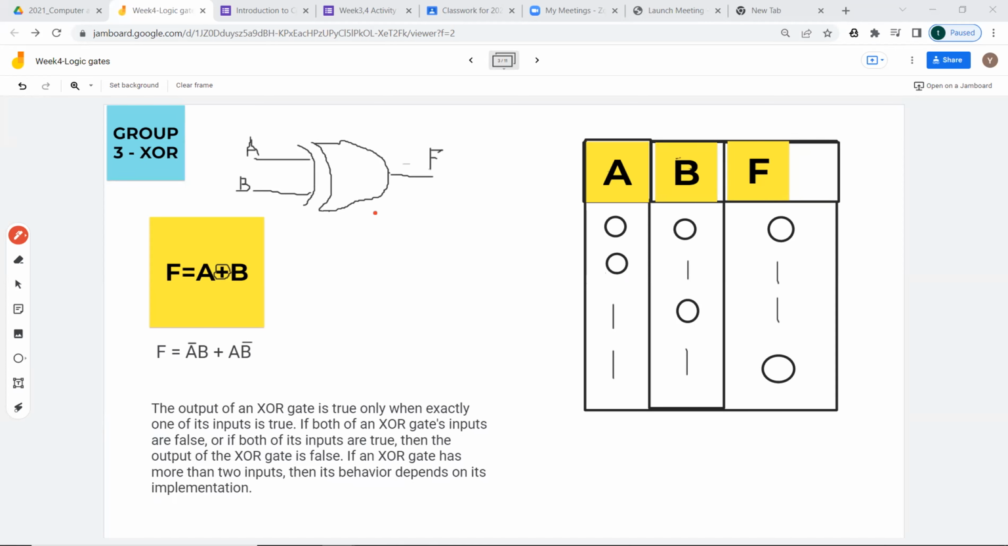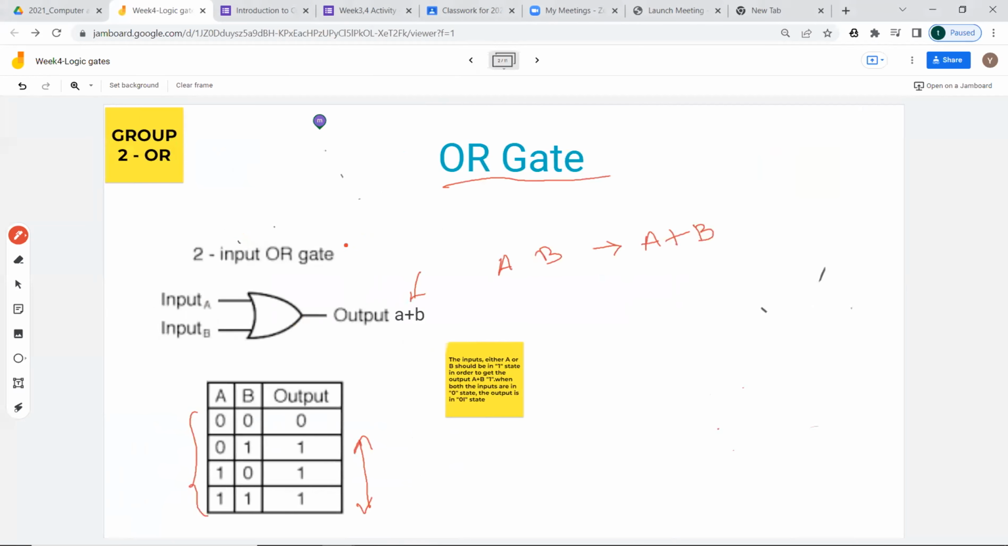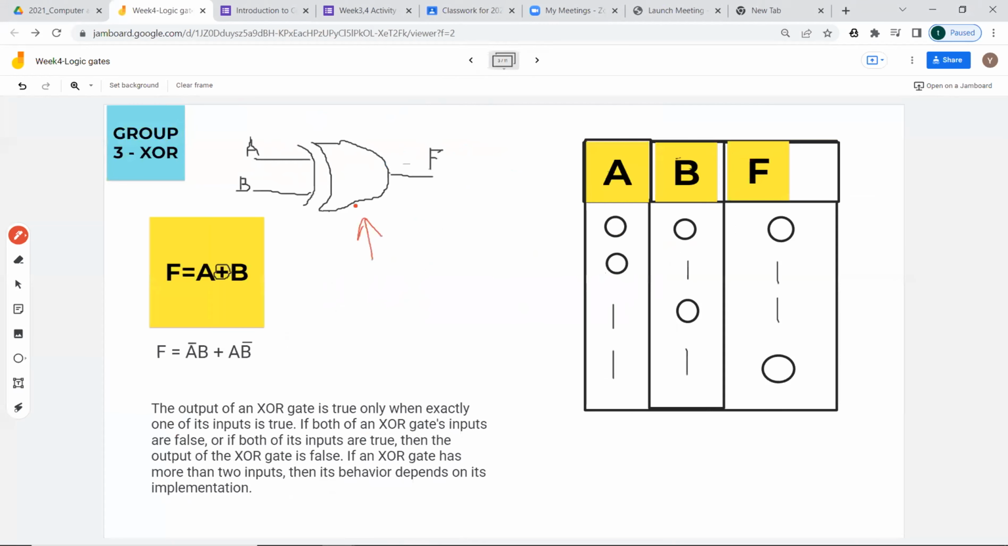This is somewhat similar to O, but there's a small difference. Some components look similar to O. If you compare the symbol, this is what we use for O, and this is what we use for XO, and here we have that O-like symbol.